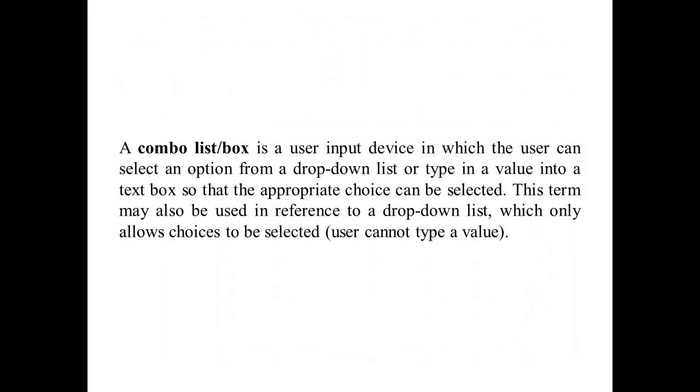A combo list box is a user input device in which the user can select an option from a drop-down list or type in a value into a text box so that the appropriate choice can be selected. This term may also be used in reference to a drop-down list which only allows choices to be selected. User cannot type a value.